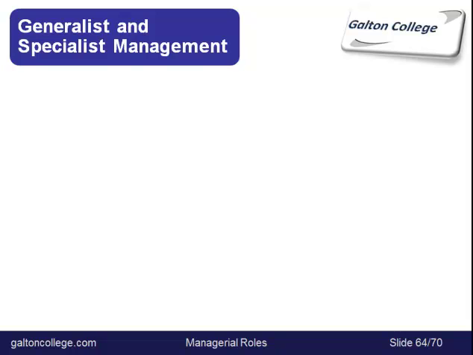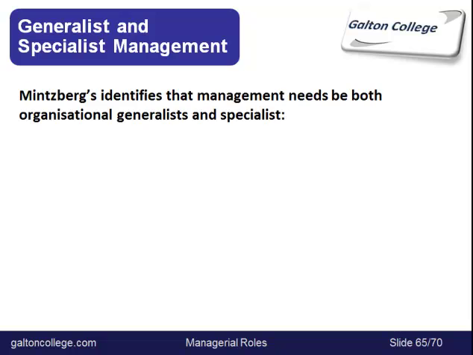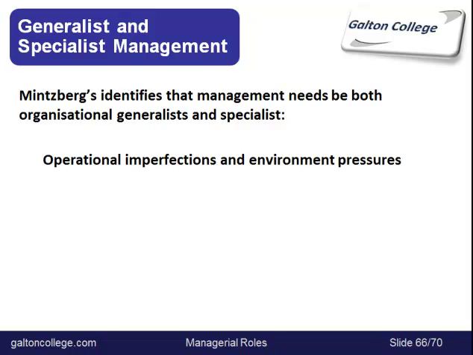There's also an issue of generalist and specialist management. Mintzberg identifies that management needs to be both organization generalist and specialist. So the manager must be a generalist, looking after a wide range of tasks, and also a specialist, looking after a very narrow range. Operational imperfections and environmental pressures are examples here.